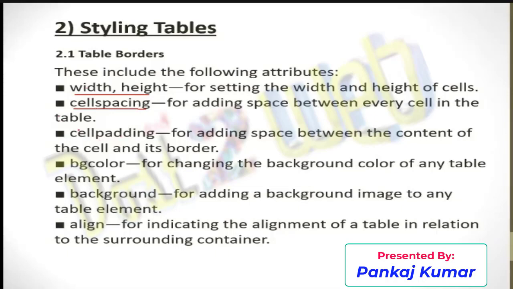Then you are going to define the cell padding. That means adding a space between the content of the cell and its border. If you want any background color for the table, you can define that with the help of bgcolor. When you want a background image, then you are going to use background. And when you want the alignment, then you are going to use the align tag in the code. Okay, these are the attributes for styling tables.